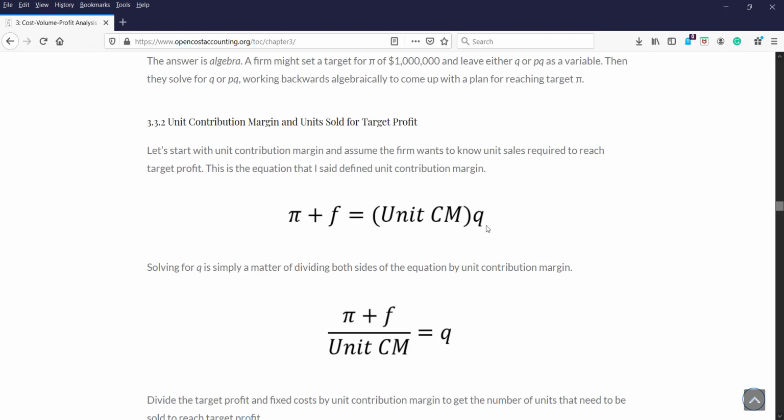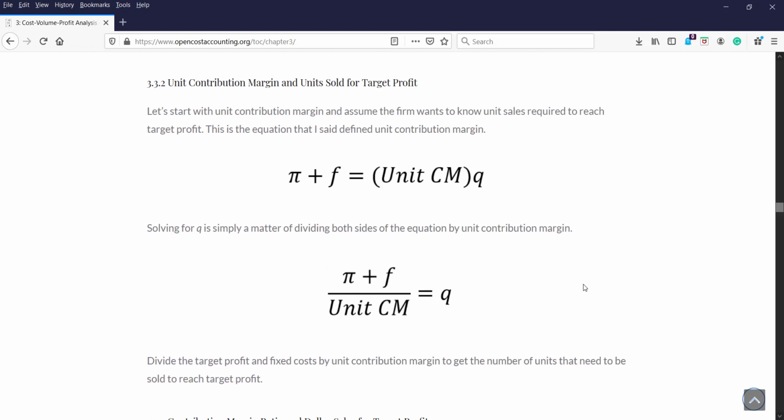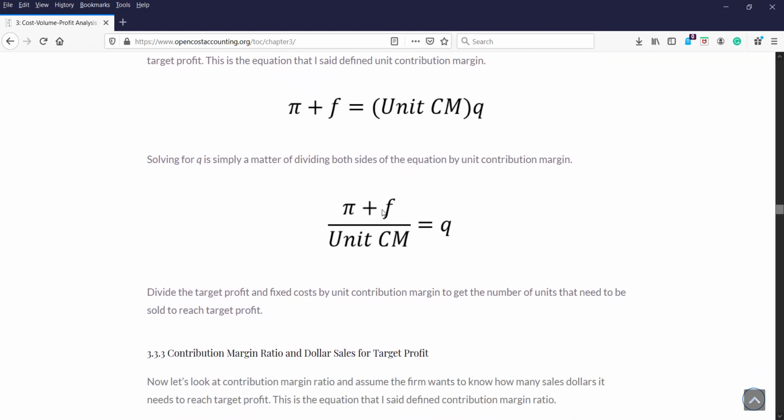Hey, if we're going to make this decision work, we have to have a target profit of XYZ. So we're ultimately trying to isolate this Q, which is simply a matter of dividing both sides by unit CM, and that's what we have right here. The unit CMs cancel out on the right hand side of the equation, and they stick in the bottom here. And so simply, we are taking profit plus fixed cost and dividing by unit CM, and that will give us the quantity at target profit.